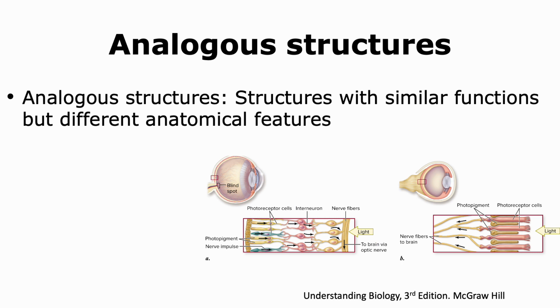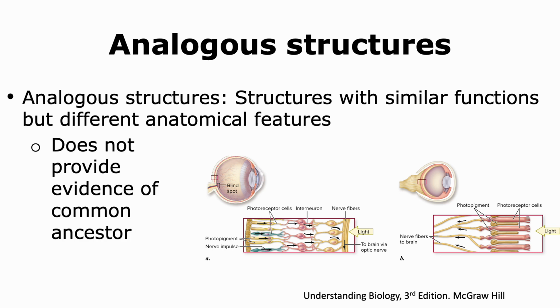In contrast to homologous structures, analogous structures are those that have similar functions but different anatomical features. For example, if we look at the eye of a human and the eye of an octopus, they both have the same function, which is of sight. However, when we look at their anatomy, it is very different from one another in terms of their tissue organization.